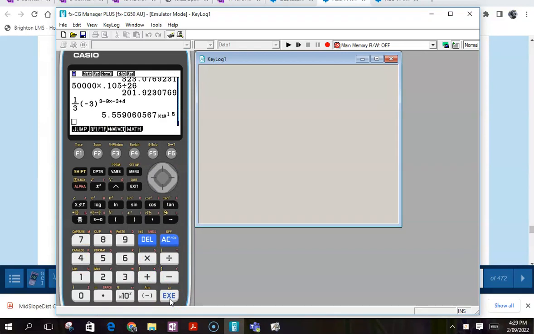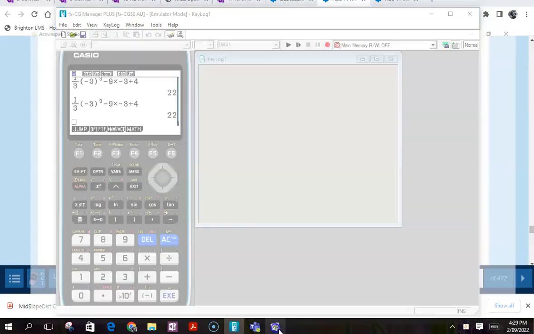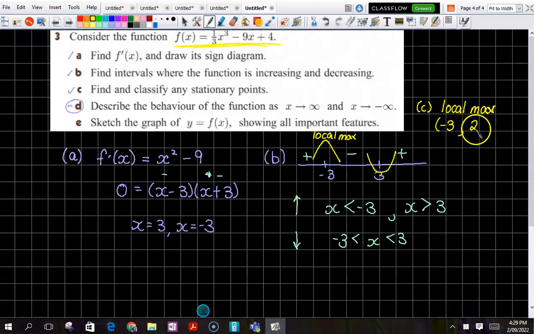Oh, MathType, don't you just love it? Oops. Well, you get the gist, better do it. You were probably yelling at me on the video, weren't you? Going, you've got MathType on. Oops, so 22. Okay, so minus 3, 22. And then, of course, you'll do the same for the local min.